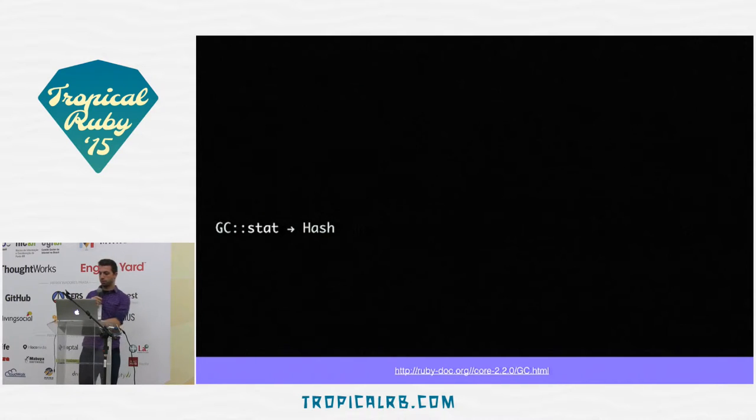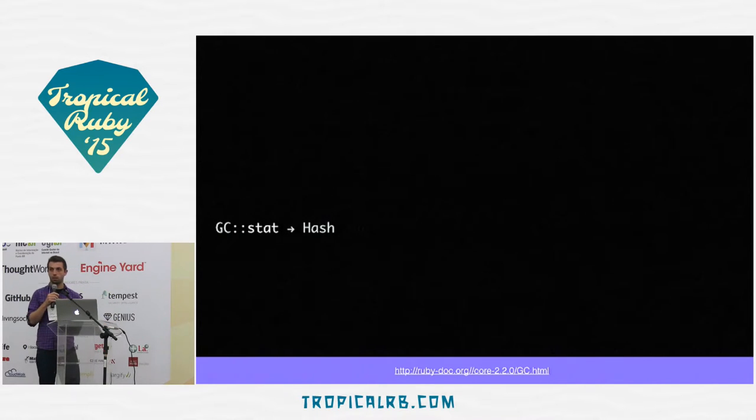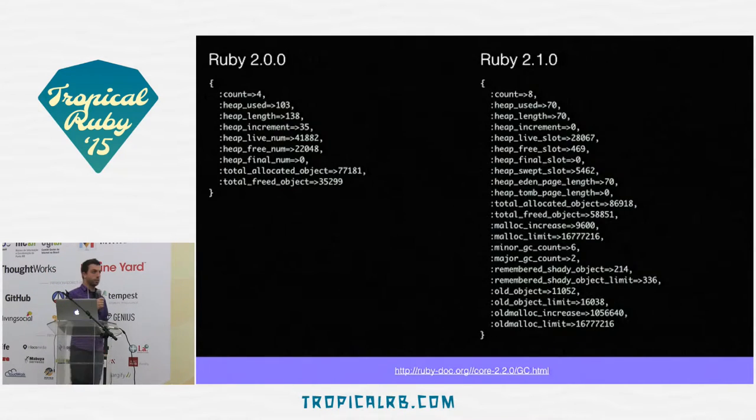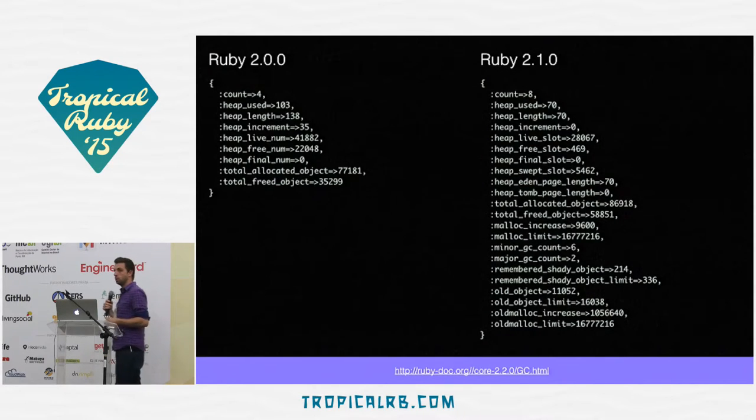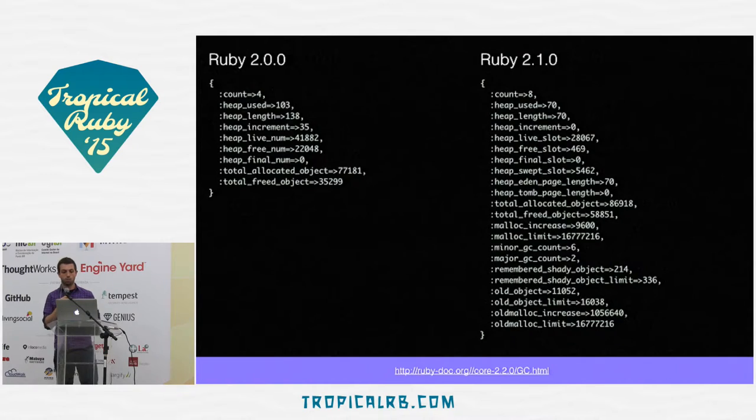You can also get information about the most recent run, or you can forcibly start a garbage collection with a full sweep. There's also the ability to get garbage collection statistics, which have changed a lot lately from Ruby 2 to Ruby 2.1. You get a lot more information on what the garbage collector is currently doing.